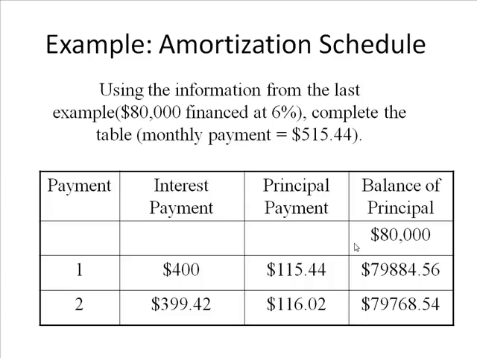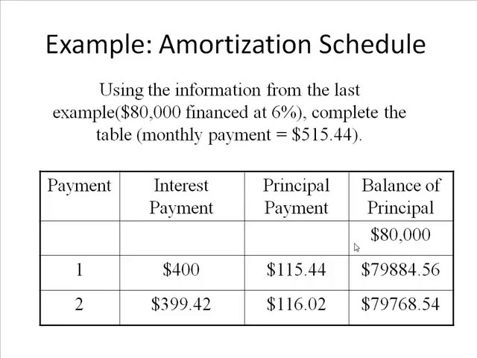To complete the second month, we'll begin with the $79,884.56. Take 6% of that, and once again divide by 12 because we're only interested in 1 month's interest. This time you find that the interest is $399.42. Your monthly payment is still $515.44. So the amount that you'll be applying towards your principal this month is $116.02.